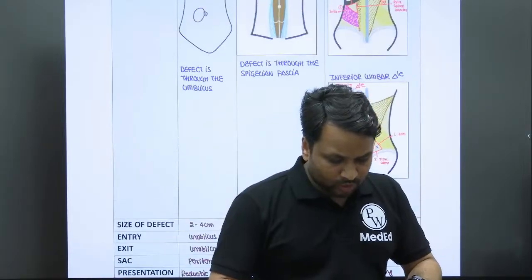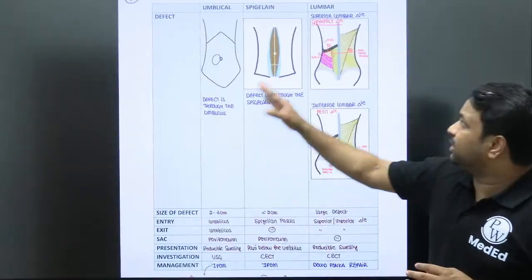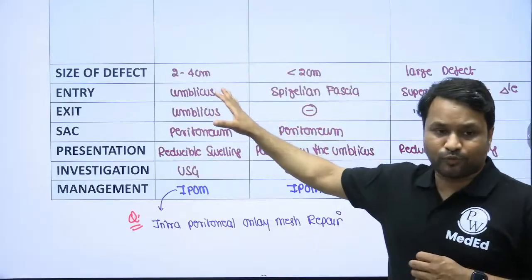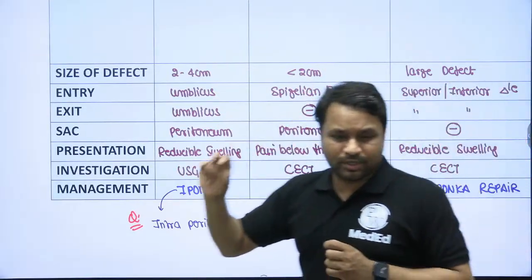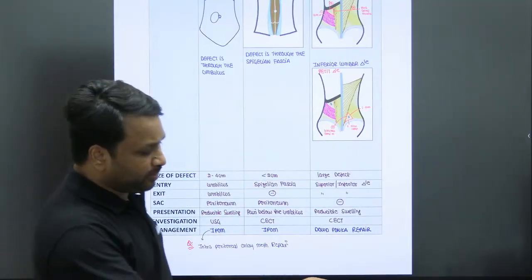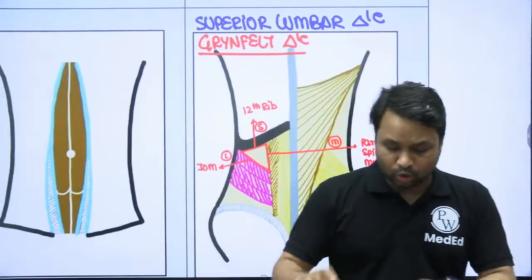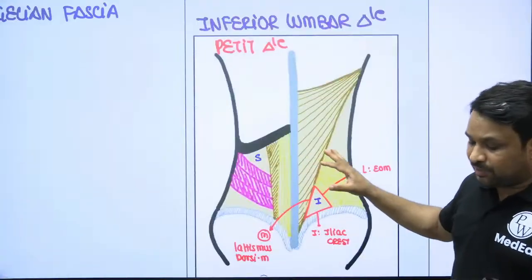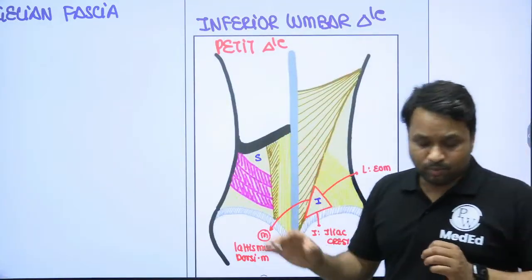If you have looked at the table, this is the comparator table that you would need to know with respect to umbilical hernia, Spigelian and lumbar hernia. Remember, when you talk about umbilical, the defect is usually 2 to 4 centimeters. Spigelian is very small. That is going to be with respect to less than 2 centimeters. Lumbars are going to be bigger ones. See, the lumbar hernia, two triangles. The triangle of Grynfeltt, which is called the superior lumbar triangle. The triangle of Petit, which is called the inferior lumbar triangle. Both of them are important.